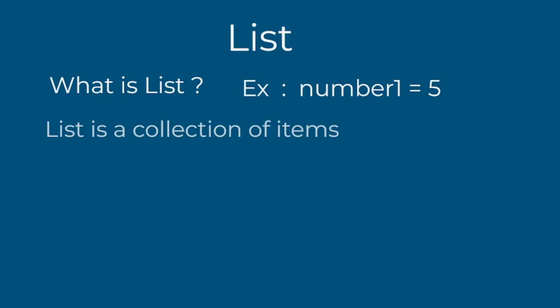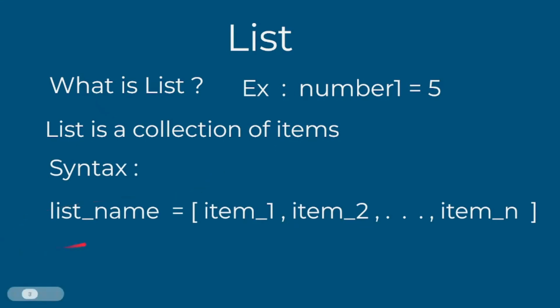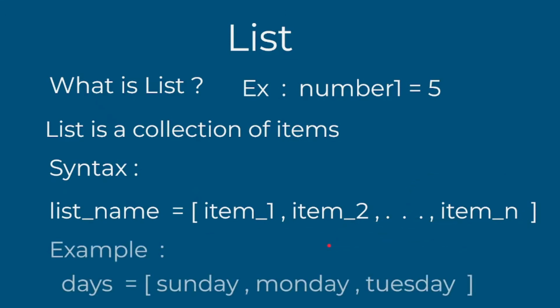We can define a list as a collection of items, or as a group of items. The syntax to create a list is list_name = item1, item2, up to item n. Here, list_name is the name of the list, and item1, item2, item n are the items that the list will contain. For example, days = Sunday, Monday, Tuesday. Here, the list name is days and the items are Sunday, Monday, and Tuesday.